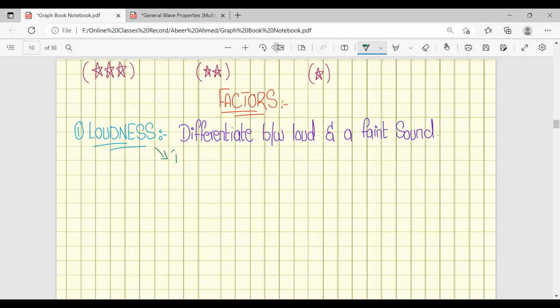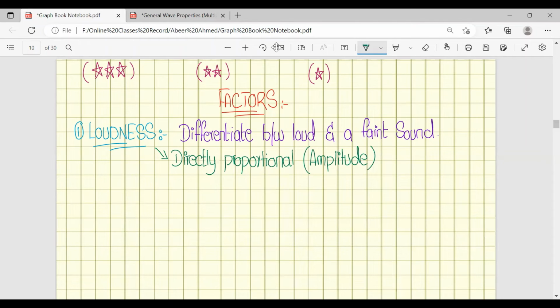So loudness is directly proportional. Do you know the concept of directly proportional? Yes. Okay. Directly proportional to the amplitude, right? The greater the amplitude, the louder will be the sound, right?